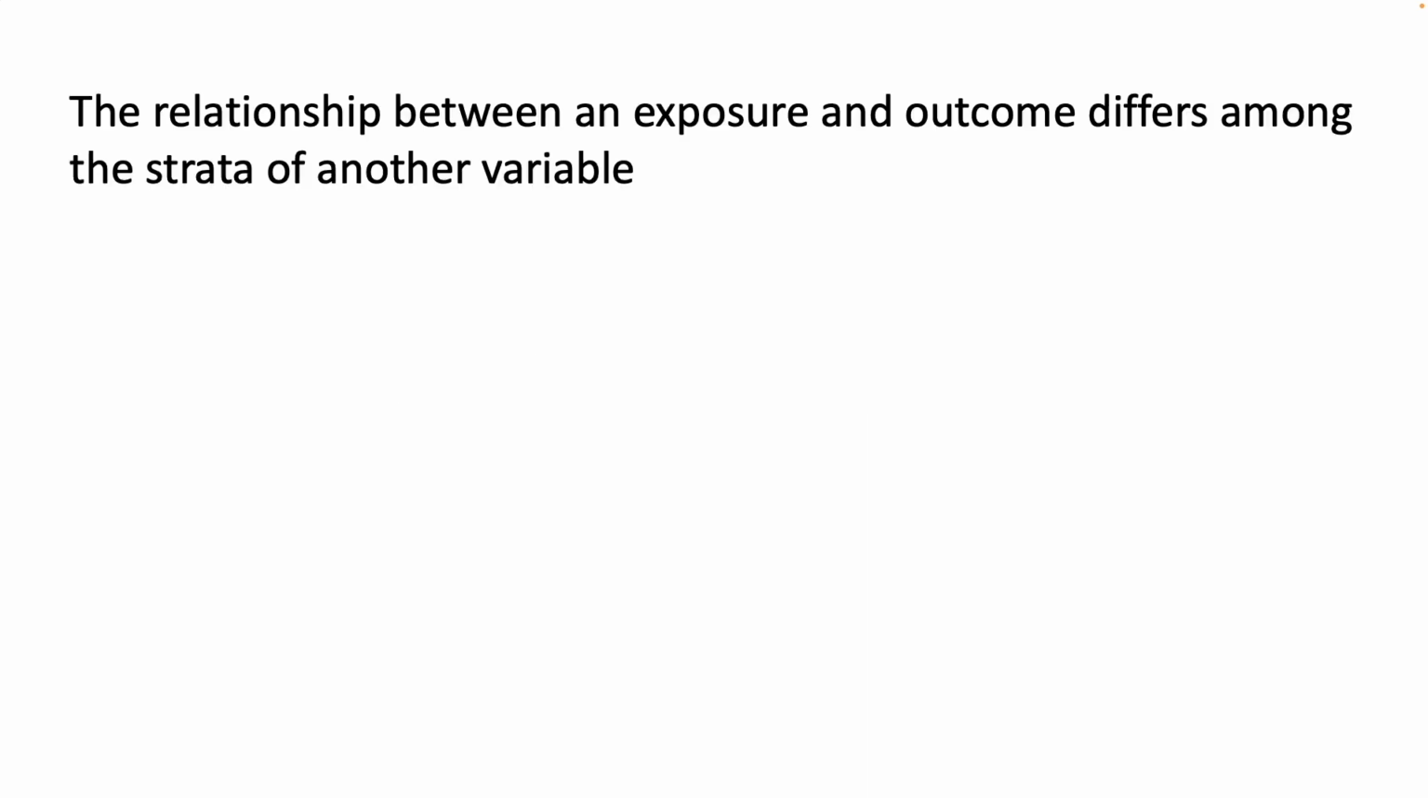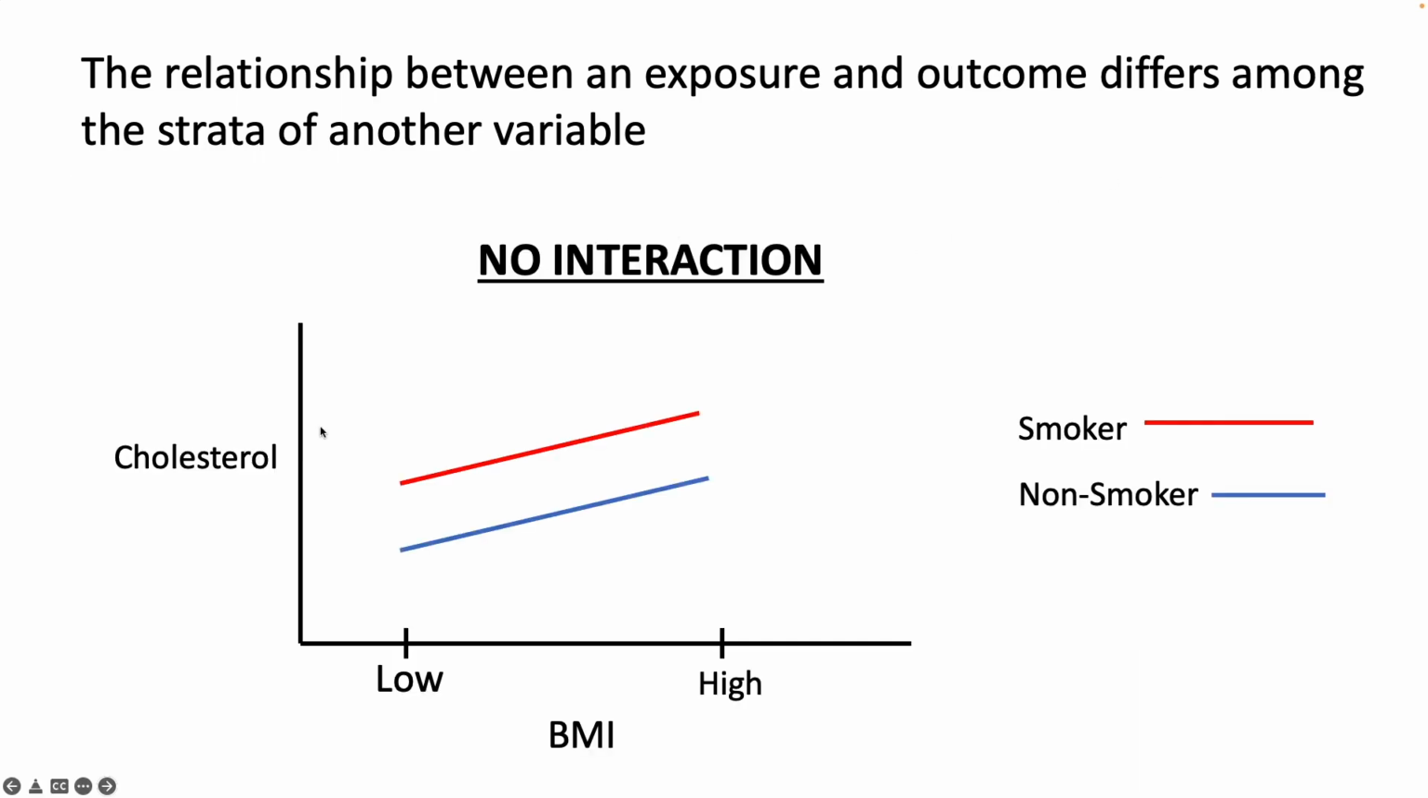So just a kind of broad definition, an interaction is when the relationship between an exposure and an outcome is different among the strata of another variable. Just to illustrate this, we have a situation here where on the y-axis we have cholesterol measured continuously. We have BMI on the x-axis, low and high, and we have this relationship stratified by smokers and non-smokers. So you can see here that when you're a smoker, you have higher cholesterol regardless of your BMI. The relationship between BMI and cholesterol is the same regardless of whether you're a smoker or non-smoker.